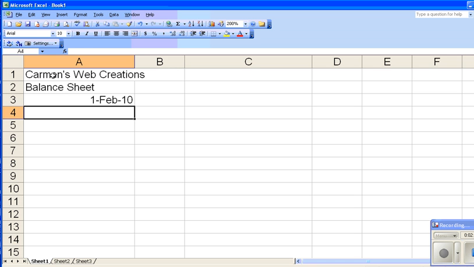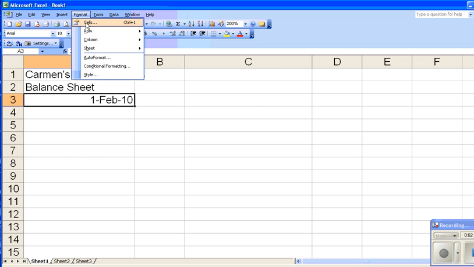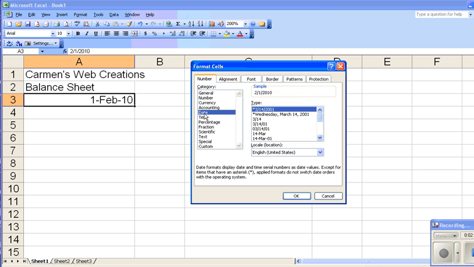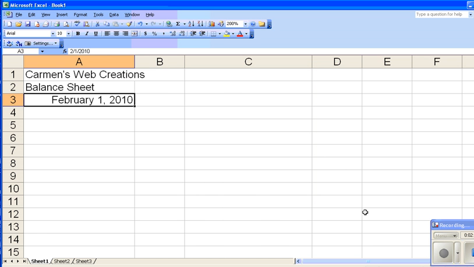You will notice that the date changes format. I would like you to change that format by going to Format, Cell, look for Date in the Category column, and scroll down until you find the date which is shown as I have shown you in the example, and then click on OK. You will now see the date has changed to February 1, 2010.